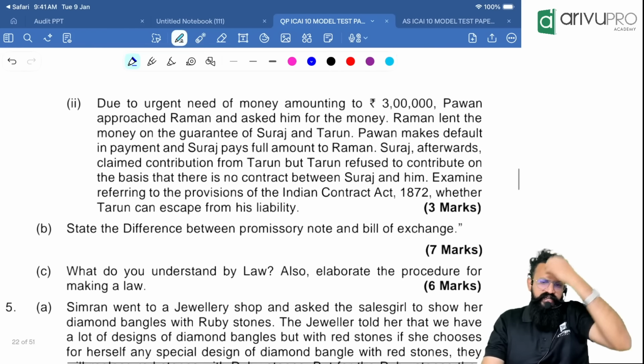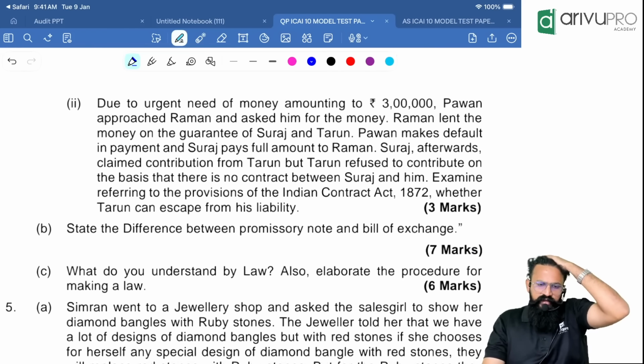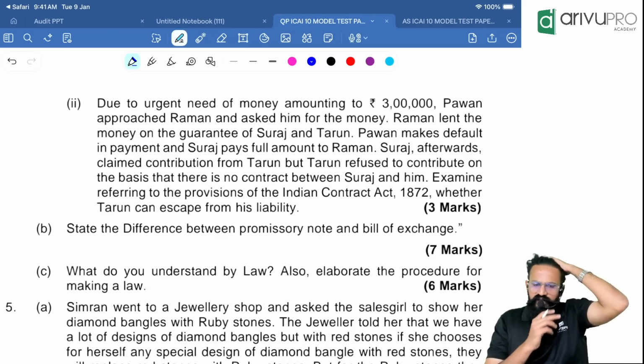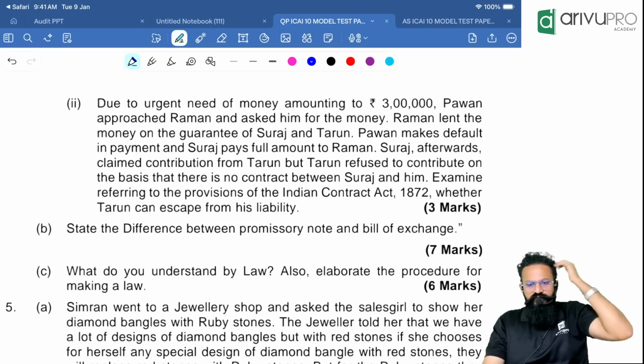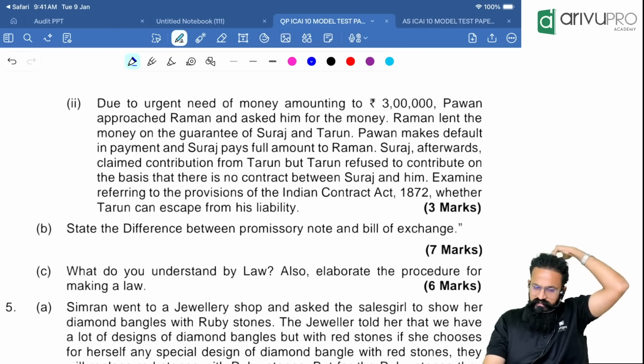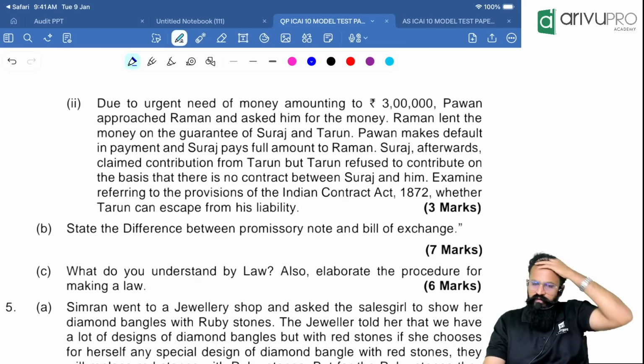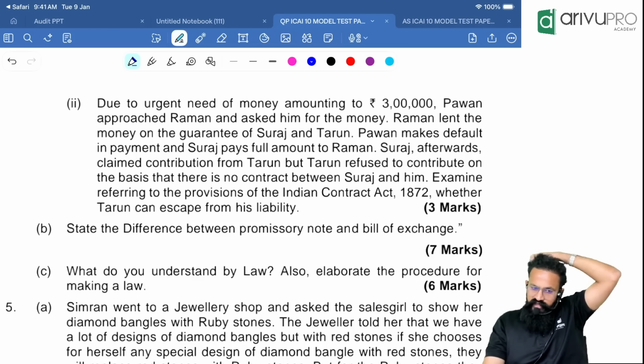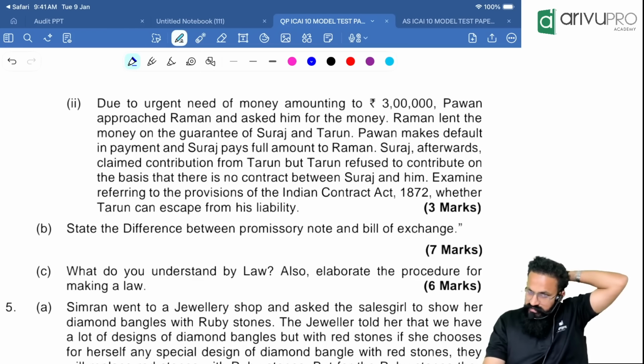Due to urgent need of money amounting to 3 lakh, Pavan approached Raman and asked him for the money. Raman lent the money on the guarantee of Suraj and Tarun. Pavan makes default in payment and Suraj pays full amount to Raman. Suraj afterwards claimed contribution from Tarun, but Tarun refused to contribute on the basis that there is no contract between Suraj and him. Examine referring to the provisions.